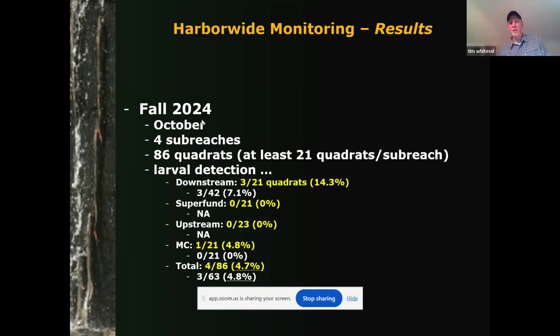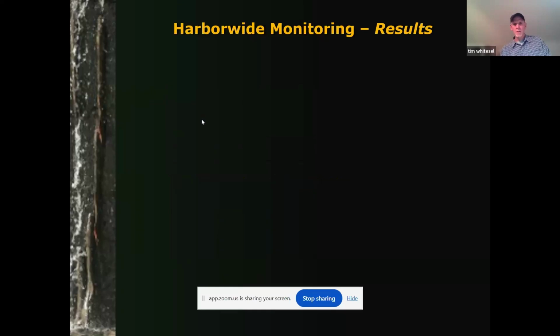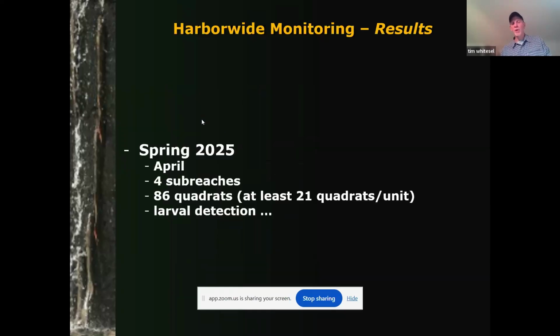And again, one sample period in this during phase, not putting a whole lot of stock, but just for some context. All right. So spring of 2025 just happened. We went out in April, 4 subreaches, 86 quadrats. Larval detection, yes. It's really hot off the press, and I haven't had a chance to summarize that data. But we did go out this past spring. We did find them. We found them in more quadrats than we did in the fall. And that's really about all I have summarized at this point for the spring work.